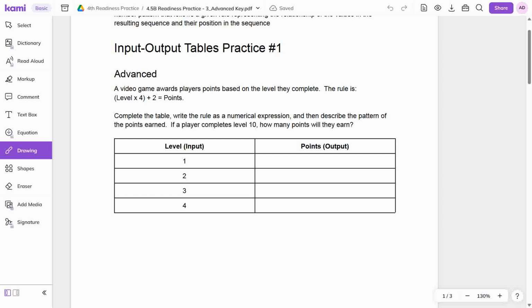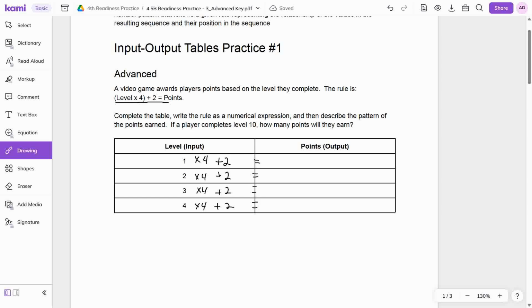And so what I'm going to do is take what they have here and bring it down into the table. So the level, I've got 4 levels, 1, 2, 3, 4. We're going to multiply each by 4, and then we're going to add 2, and that's going to equal my points. So if we take this expression and transfer it down here, we can just do what it says. When we're thinking of order of operations, we always multiply or divide first.